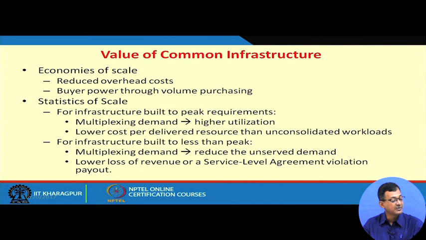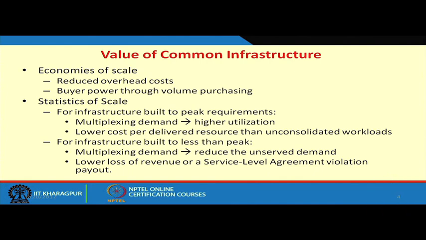Here also, multiplexing demand reduces unserved demand. If it is a blocking architecture, there can be some requests which are not served, so multiplexing may reduce these unserved requests. It is not always biased toward one; I go on with some sort of scheduling algorithm and keep serving everyone. It means lower loss of revenue or fewer service level agreement violations, because an SLA violation means you need to pay out something. So, both for infrastructure built on peak and non-peak, we have this sort of thing.